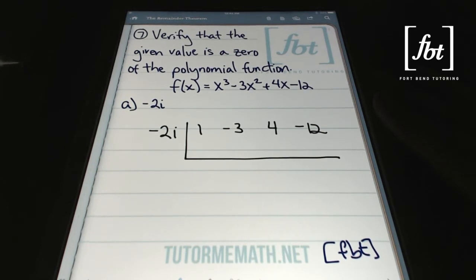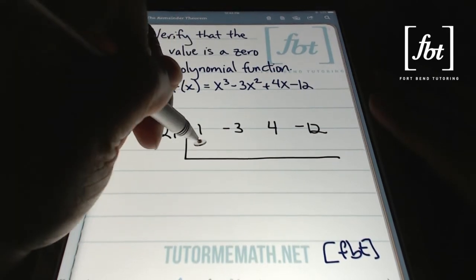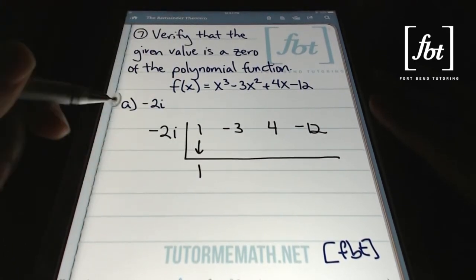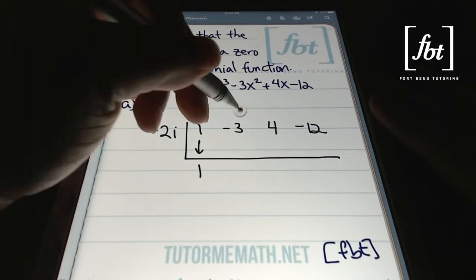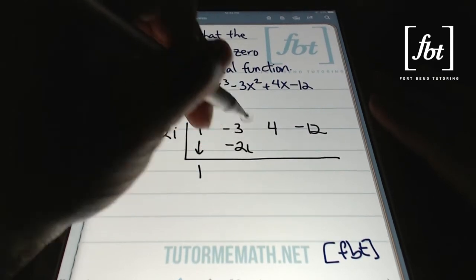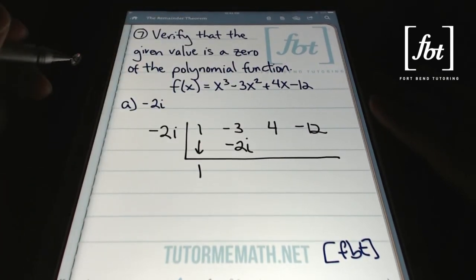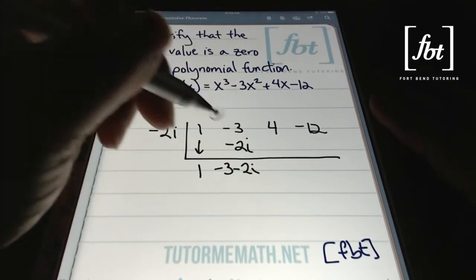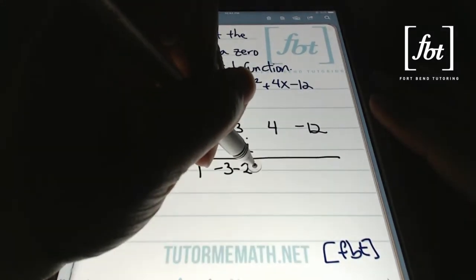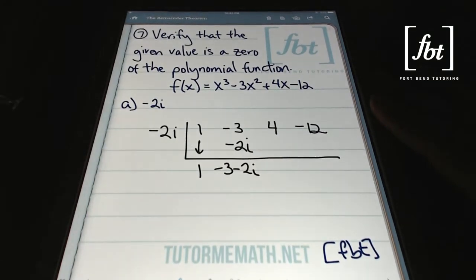Good to see you. So let's start here, guys, by bringing down our first value of 1. Remember, we're using an imaginary number as our C value this time. And negative 2i and 1 multiply to give you negative 2i. So what you'll do is bring down the value negative 3 minus 2i when you combine this. So this is negative 3 minus 2i, as these are unlike terms at this point.